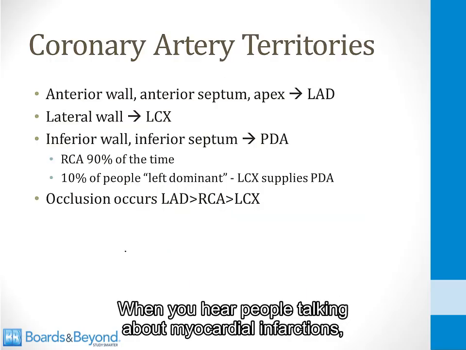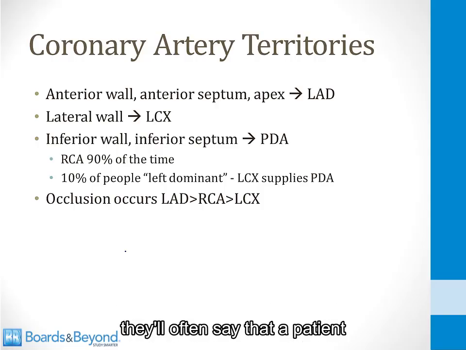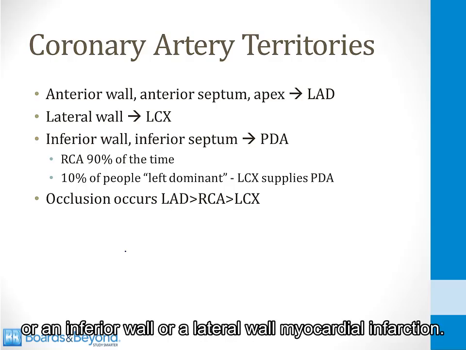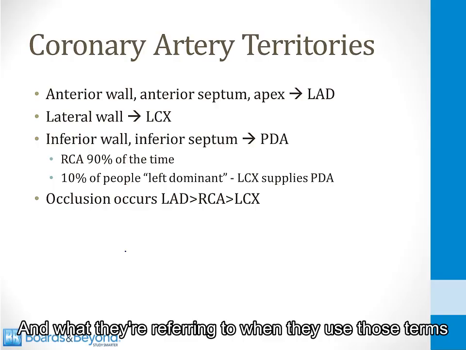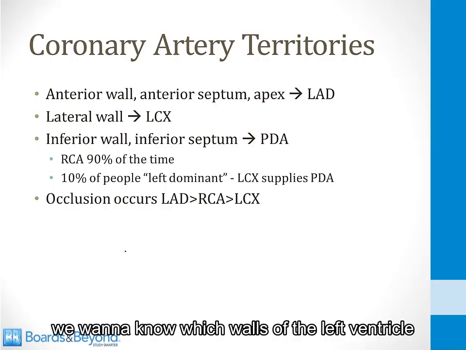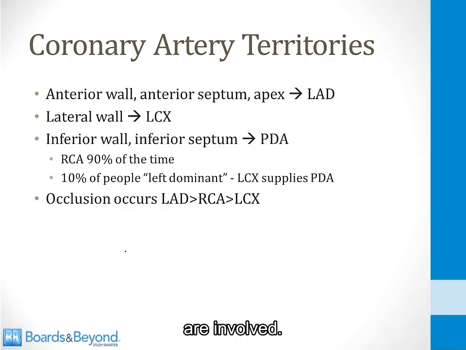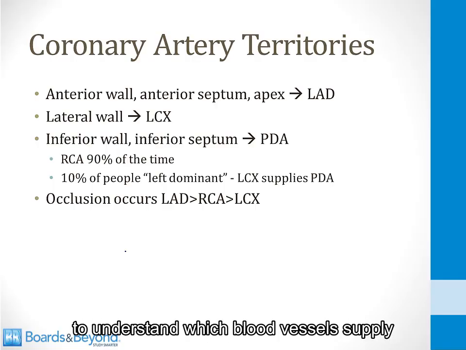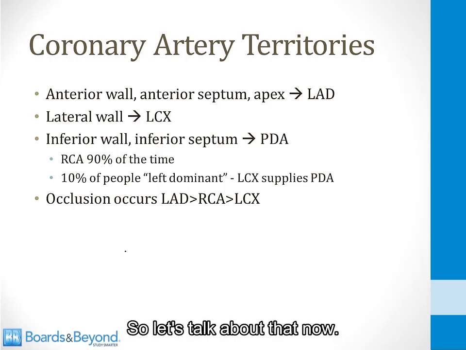When you hear people talking about myocardial infarctions, they'll often say that a patient had an anterior wall myocardial infarction or an inferior wall or a lateral wall myocardial infarction. And what they're referring to when they use those terms are the walls of the left ventricle. When people have heart attacks, we want to know which walls of the left ventricle are involved. And it's important for you as a medical student to understand which blood vessels supply which walls of the left ventricle. So let's talk about that now.